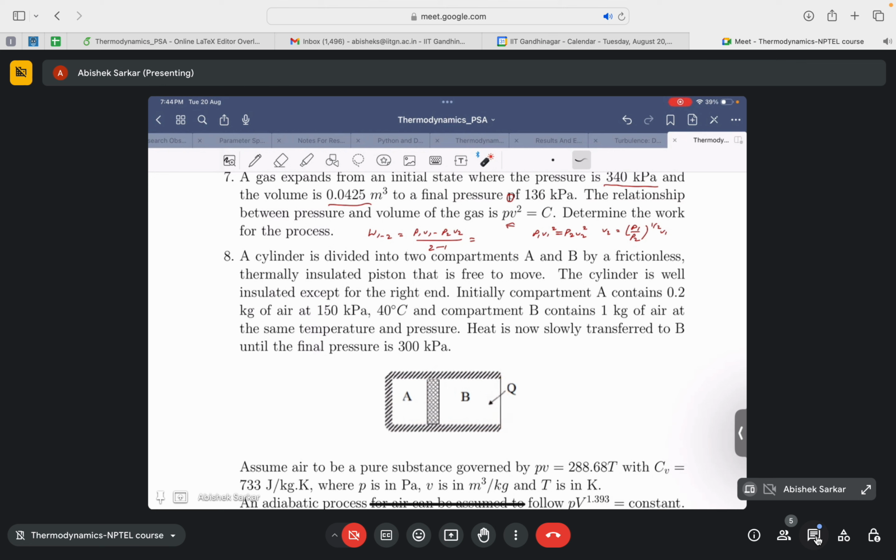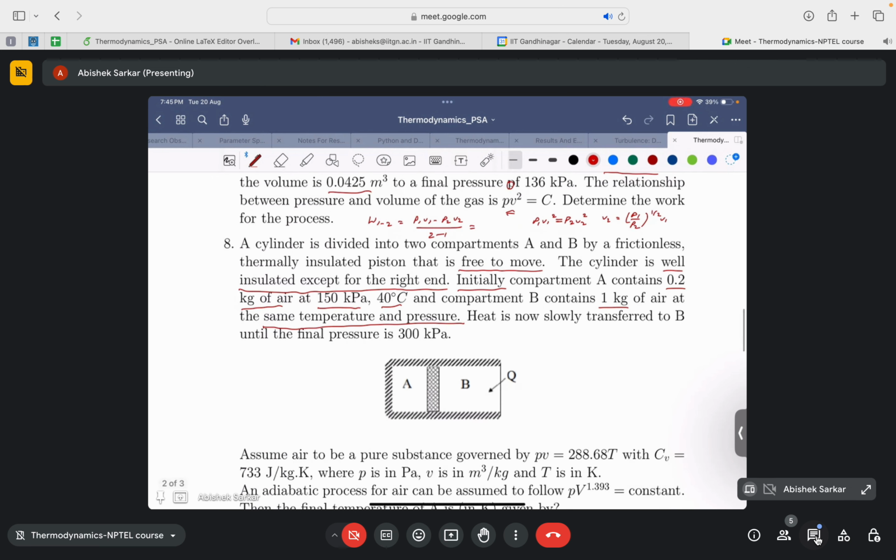Initially, compartment A contains 0.2 kg of air at 150 kilopascal. Let me underline the key aspects: it's free to move, well insulated, except at the right end. Initially compartment A contains 0.2 kg of air at 150 kilopascal and 40 degrees Celsius, and compartment B contains 1 kg of air at the same temperature and pressure. So initially PB would be 150 kilopascal and TB would be 40 degrees Celsius. Heat is slowly transferred to B until a final pressure of 300 kilopascal. Both at A and B the pressure is 300 kilopascals.